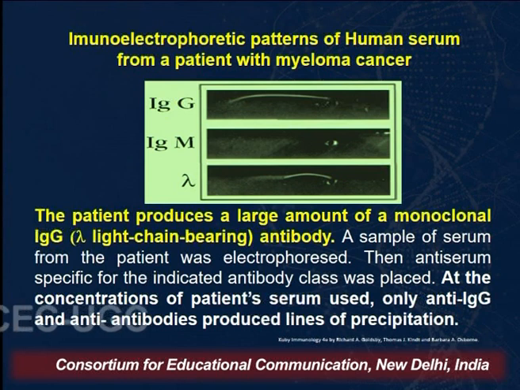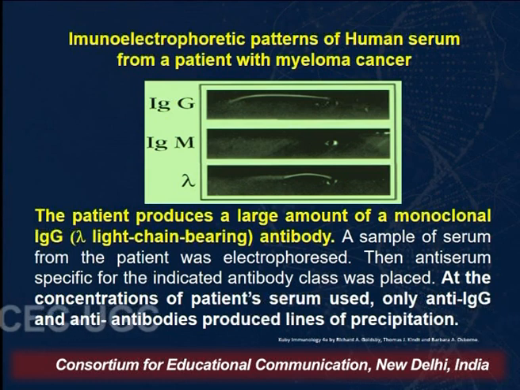The electrophoretic pattern shown here is from a case of myeloma cancer. In myeloma cancer, it is found that the patient produces a large amount of monoclonal IgG antibody, which contains gamma heavy chains. So, a large number of monoclonal IgG antibodies are produced.